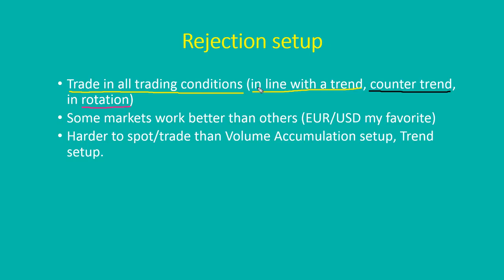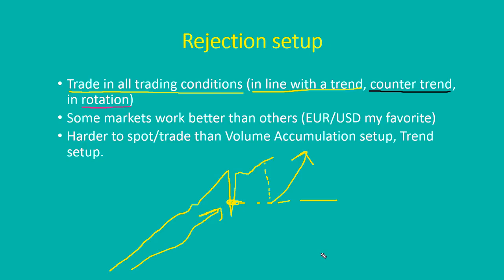So when you trade the rejection setup in line with a trend, it means that there is a strong trend, let's say an uptrend. Then there is aggressive rejection of lower prices, and then the price continues. So this is exactly what I mean by trading in line with a trend, because you just wait for the price to make it to a significant volume cluster, and you enter long from there, which is in line with the current uptrend. So this is trading in line with a trend.